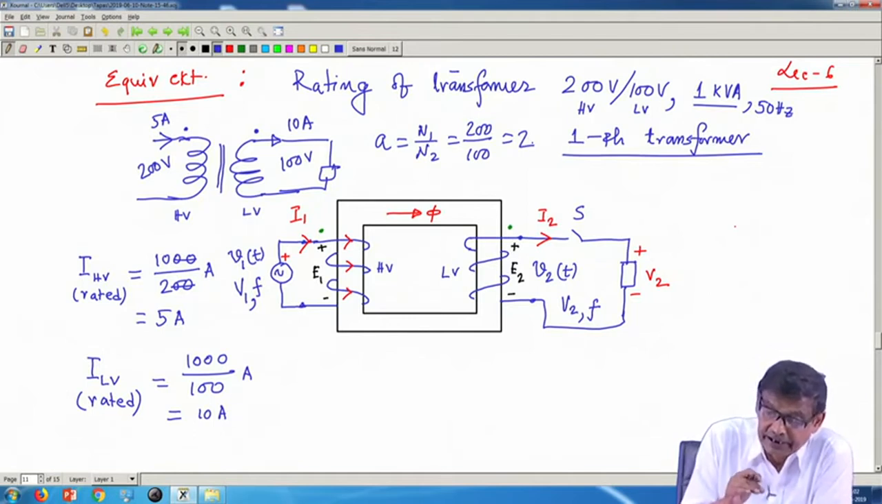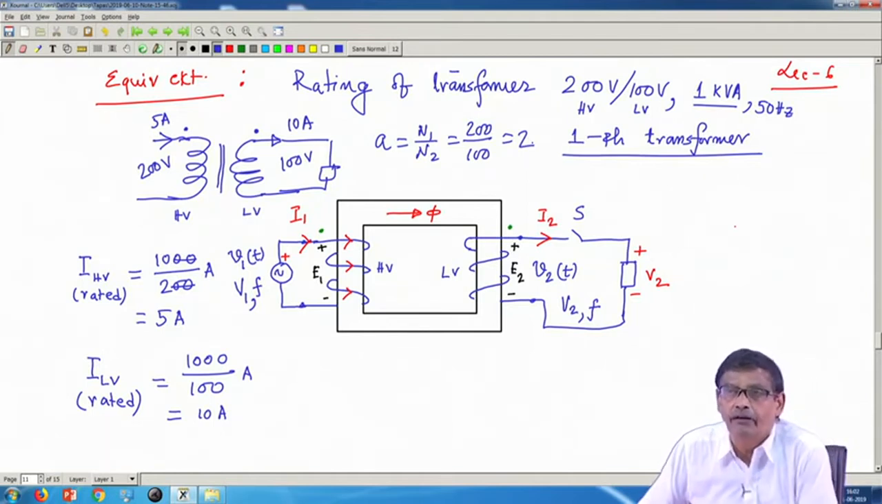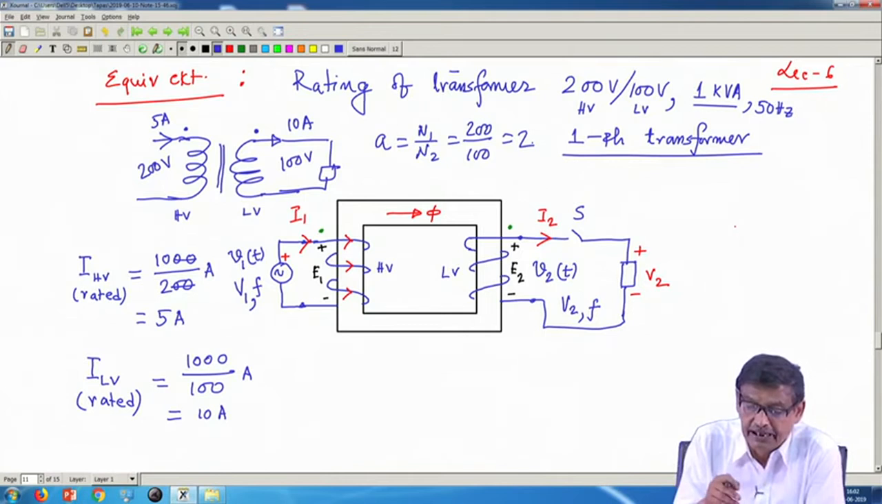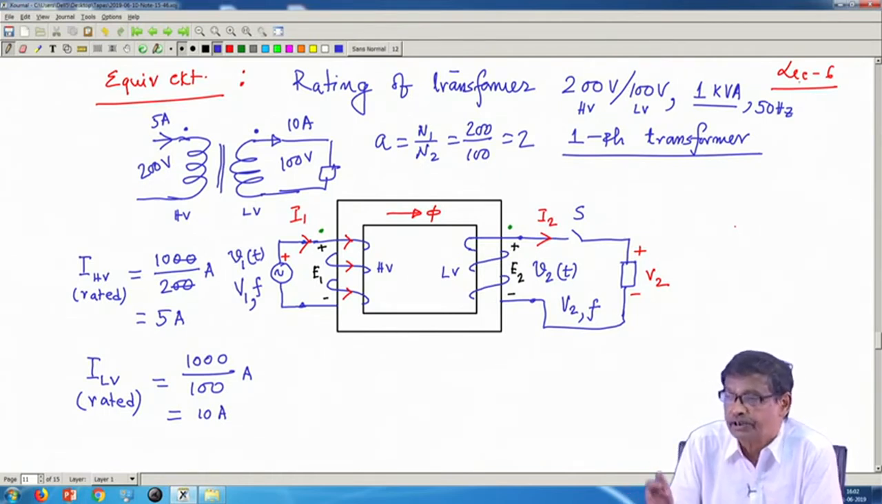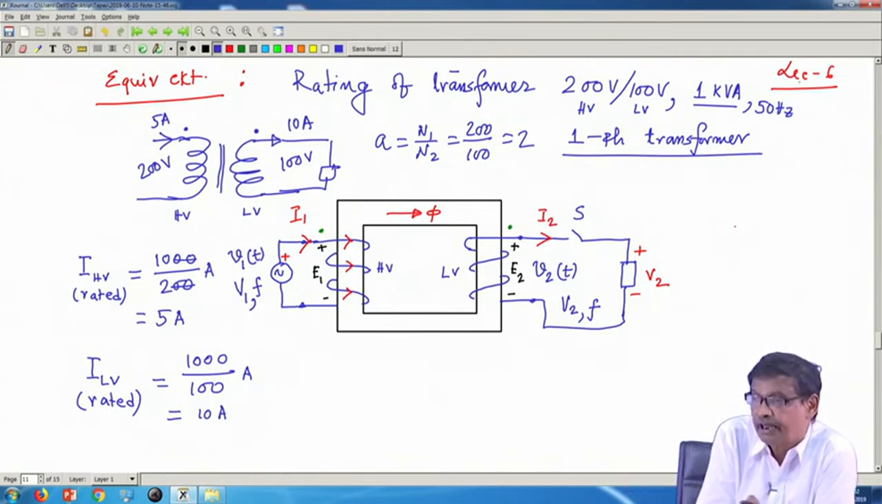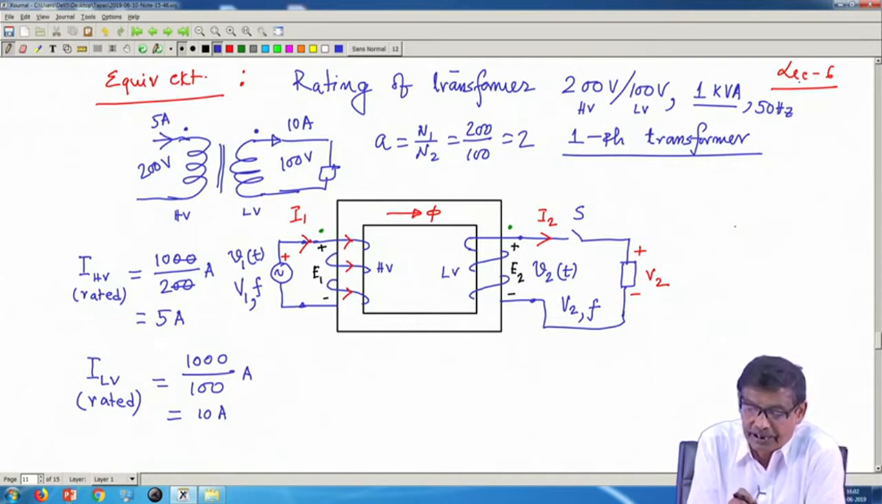Therefore, the current ratings of the HV and LV windings are given indirectly in terms of kVA and voltages. You have to do a little bit of calculation here to know exactly what the rated current is.